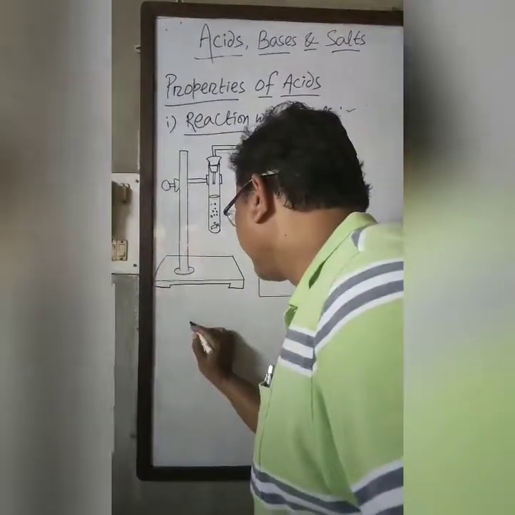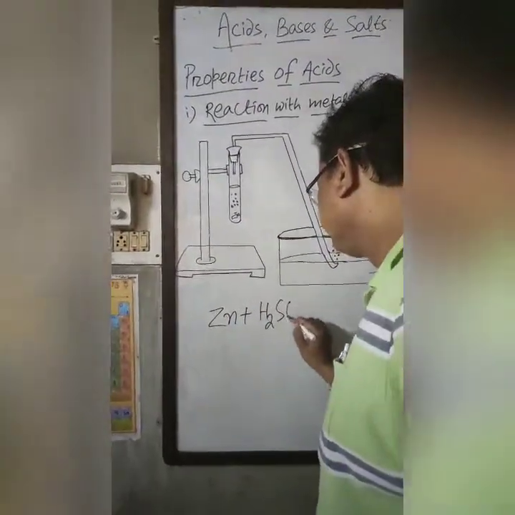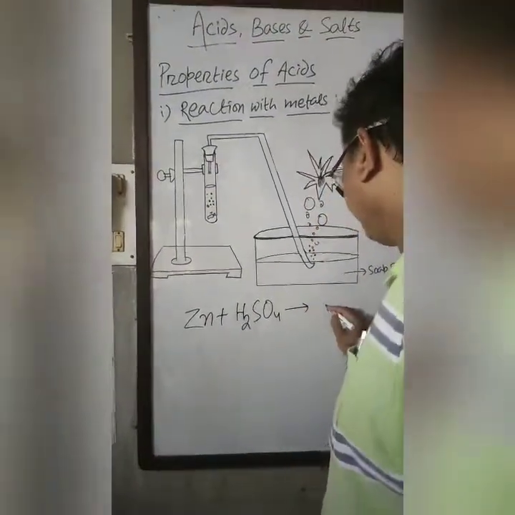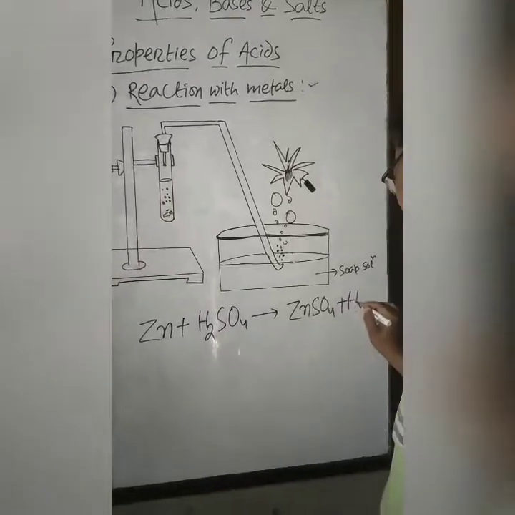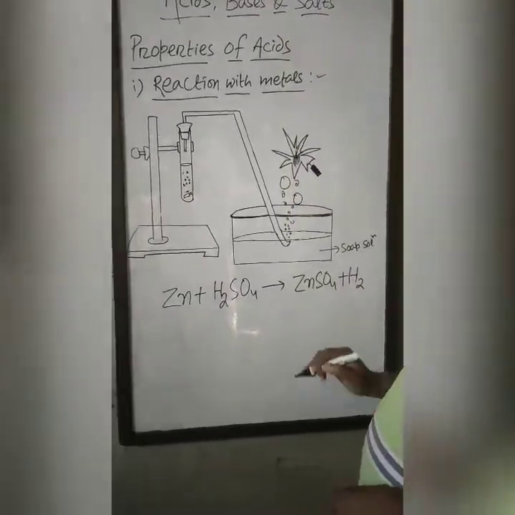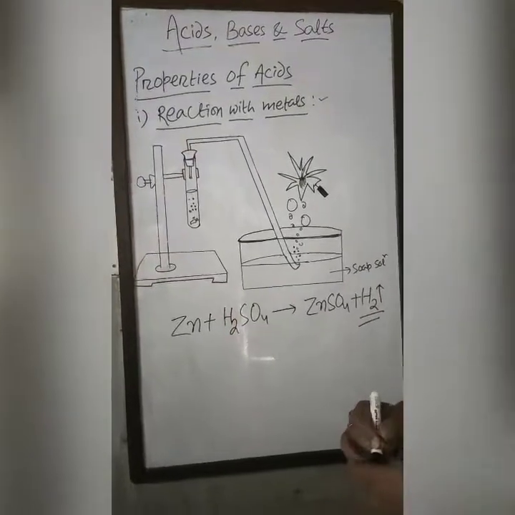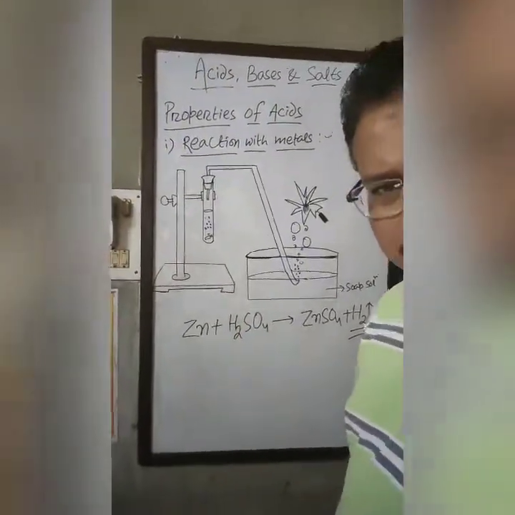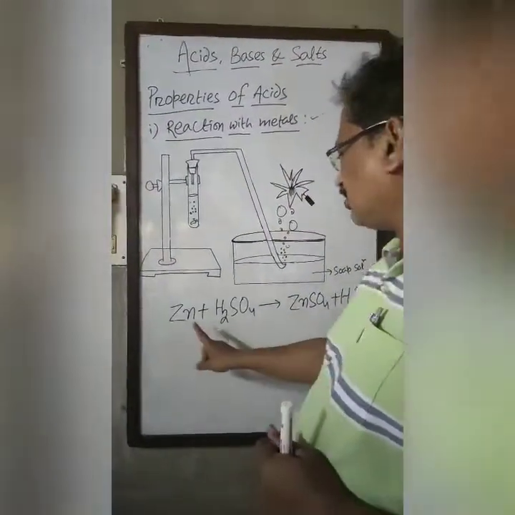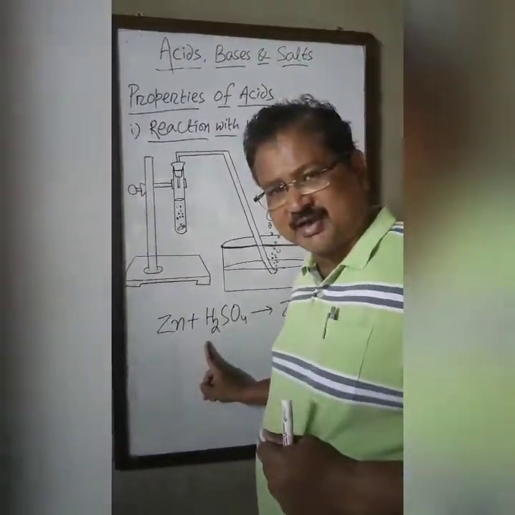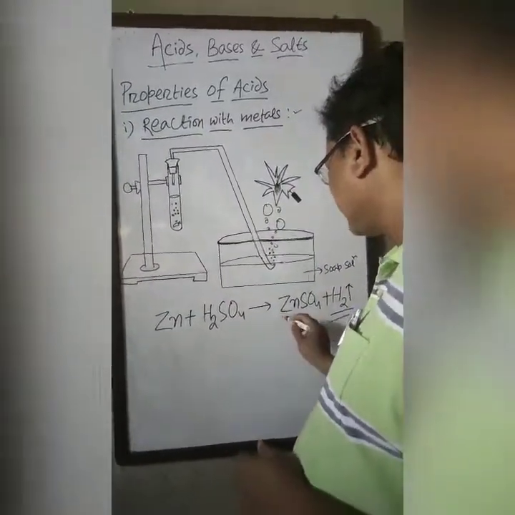Now the reaction that is taking place: zinc with sulfuric acid forms zinc sulfate and hydrogen. For the hydrogen gas that is evolved, you can give an upward arrow to show that the gas has evolved. Zinc, being more reactive than hydrogen, displaces hydrogen and forms zinc sulfate.